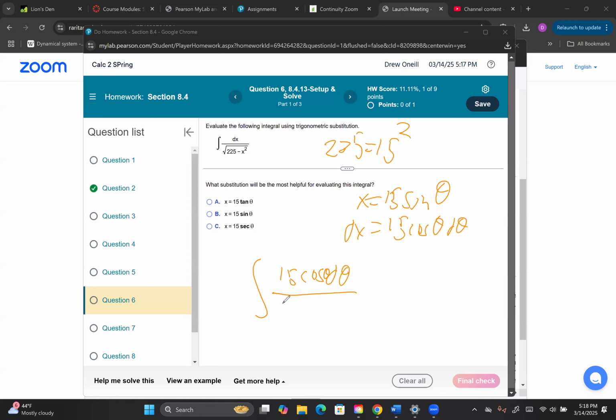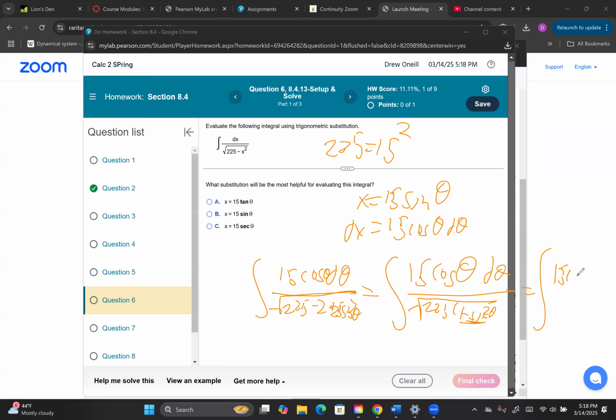15 cos theta over the square root of 225 minus 225 sine squared, which is hopefully everything cancels. That's what you should be thinking. You're like, I hope I get a 15 cos theta in here so they cancel. And what do we get? We got 225 times 1 minus sine squared, and if you simplify that, remember, that's cos squared. So we got 15 cos theta over 15 cos theta, which is what we want. d theta, that's just one.